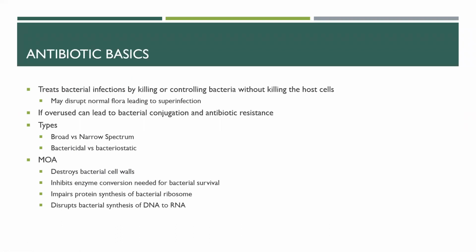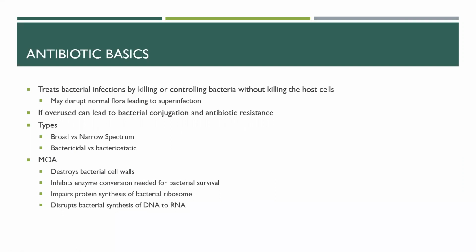Antibiotics are used to treat bacterial infections, either by killing or controlling bacteria growth without killing any of the host cells. Because this does kill certain bacteria, it may disrupt normal flora, which can then lead to superinfection. If antibiotics are overused, they can lead to bacterial conjugation and antibiotic resistance, and that's the bacteria growing and evolving to resist the medications that are used.